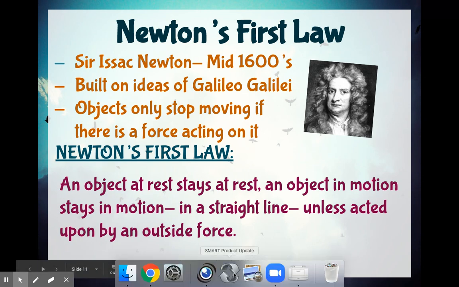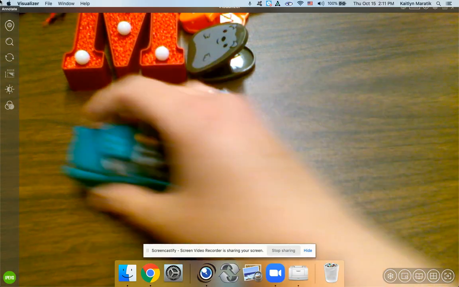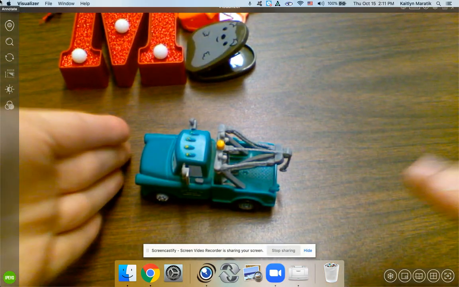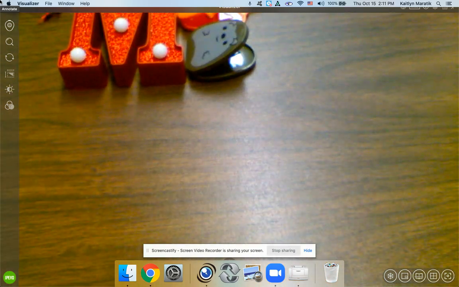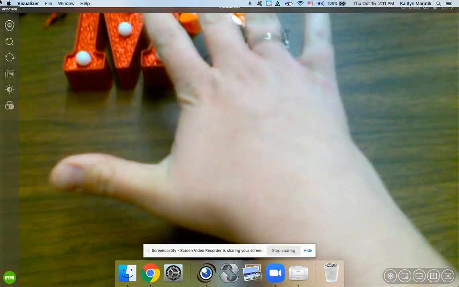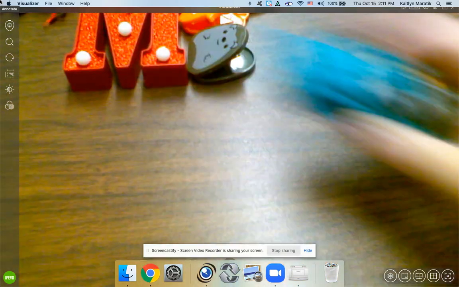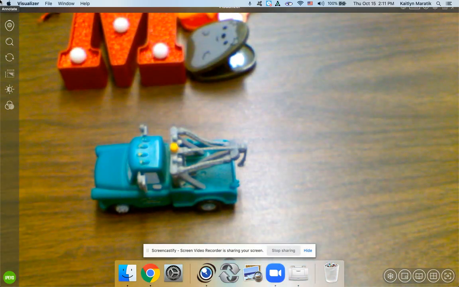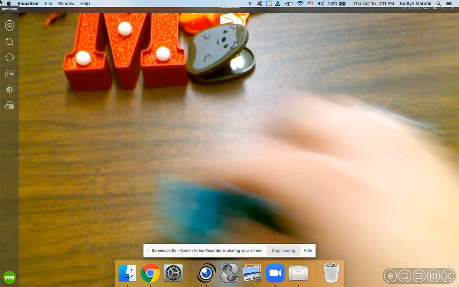So the only reason that Mater stops moving here is because of friction. It could also be Mater runs into my hand. It could be that there is bonk, I don't know, something. An outside force is stopping Mater, but Mater is going in a straight line otherwise. Or if Mater is just sitting here, I don't expect all of a sudden that Mater's like, woo, starting to move around.